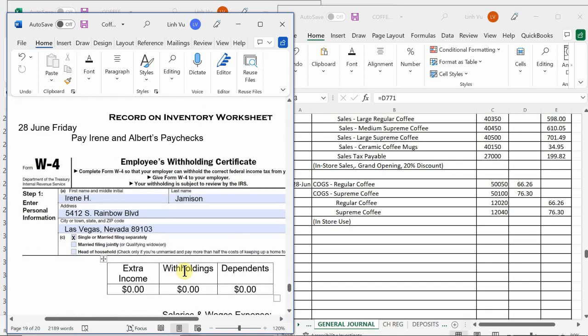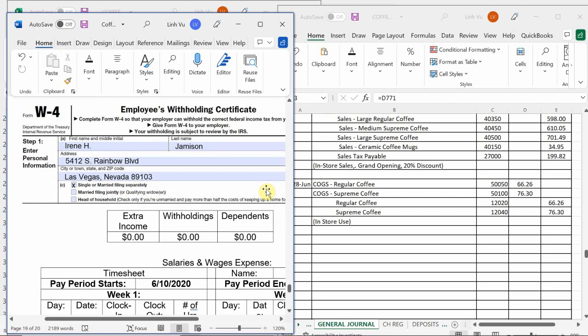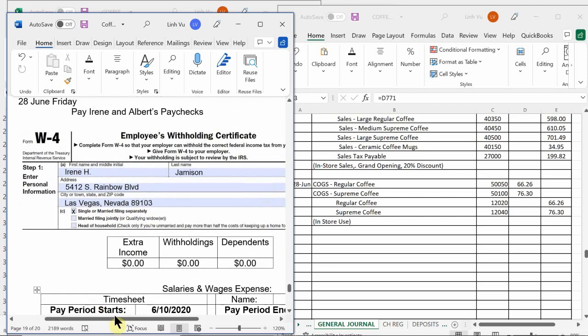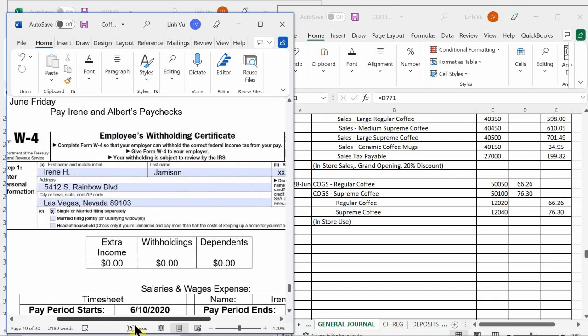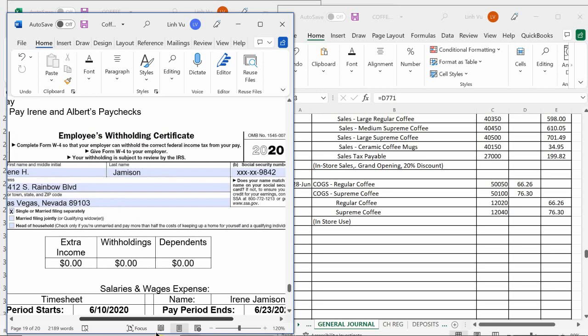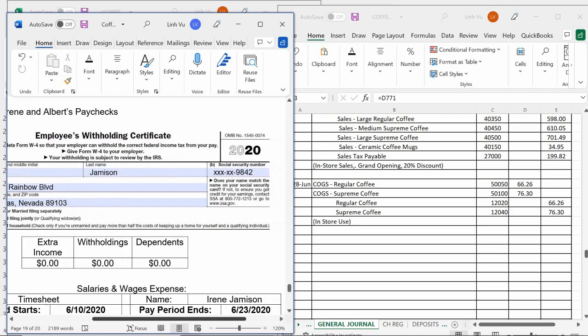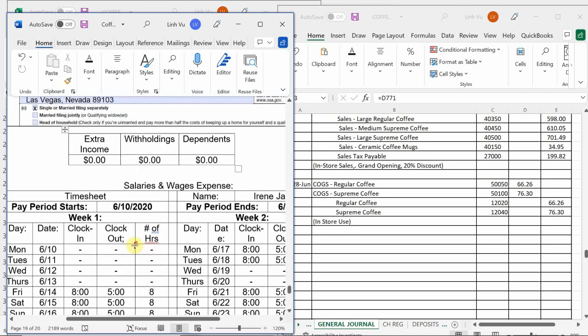You have Irene Jameson, okay? She submitted her address. She submitted that she is a single woman, so she's not married. And again, her form is pretty straightforward. She has 0 withholdings, 0 she claims nobody. Okay? So in this case, right, any extra income she's earned? No, because this is her primary job. Any extra withholdings? No. And any other dependents? No. She doesn't claim anybody. Okay? So that means let's take a look at her timesheet.